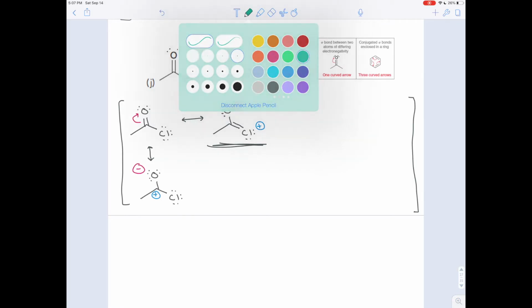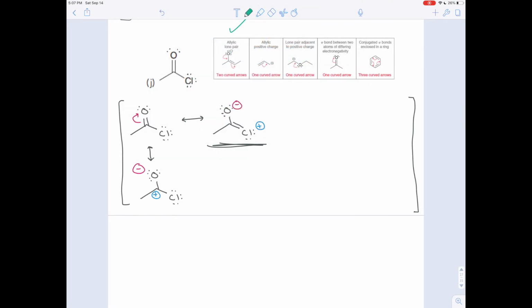So although we do have this pattern, we don't have to draw anything for it. It's already drawn. The curved arrow, the resonance structure you'd get from that is drawn. How about an allylic positive charge? Do we have that? We don't. We do have a positive charge, but it's on an atom in a double bond. It's not one atom away from an atom in a double bond, so it's not allylic.